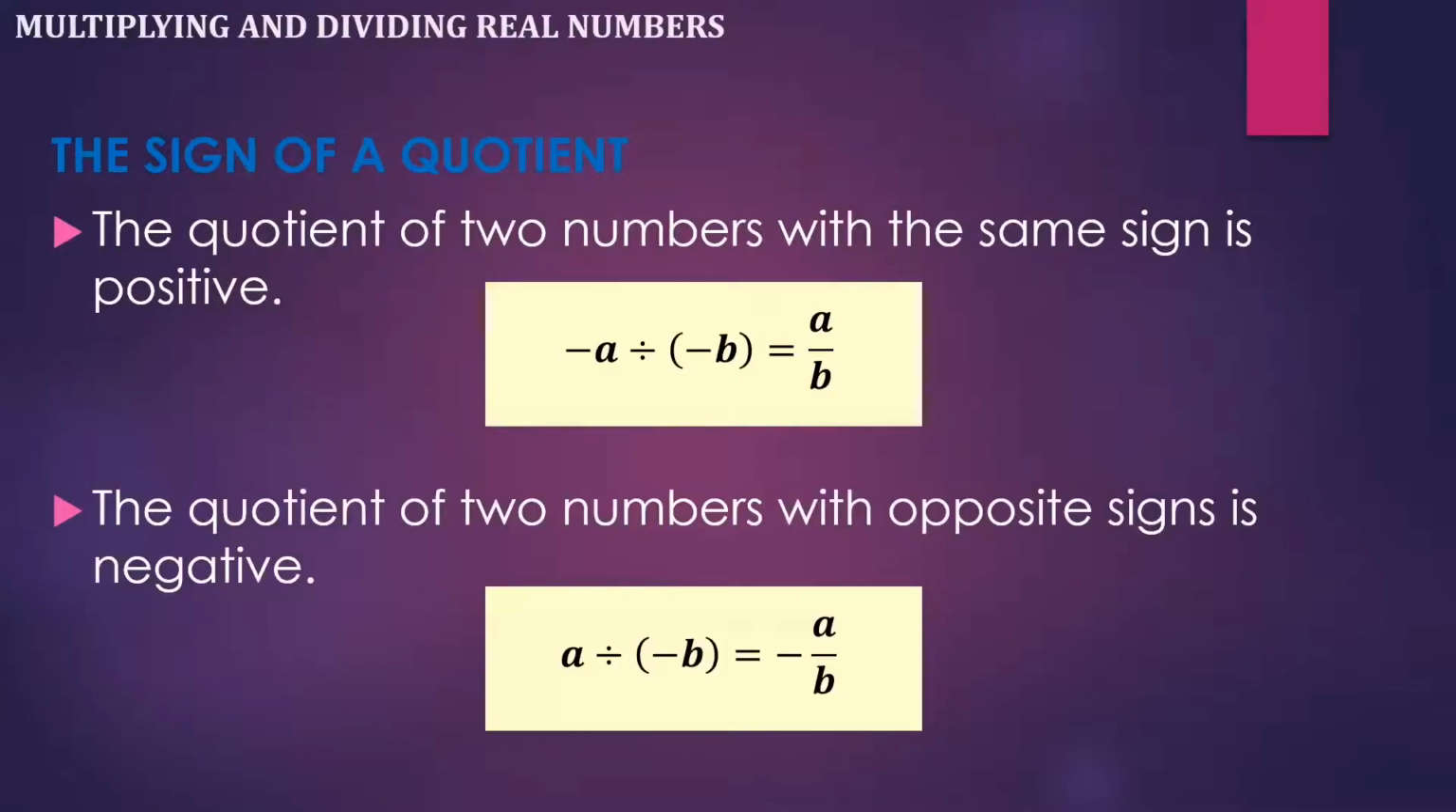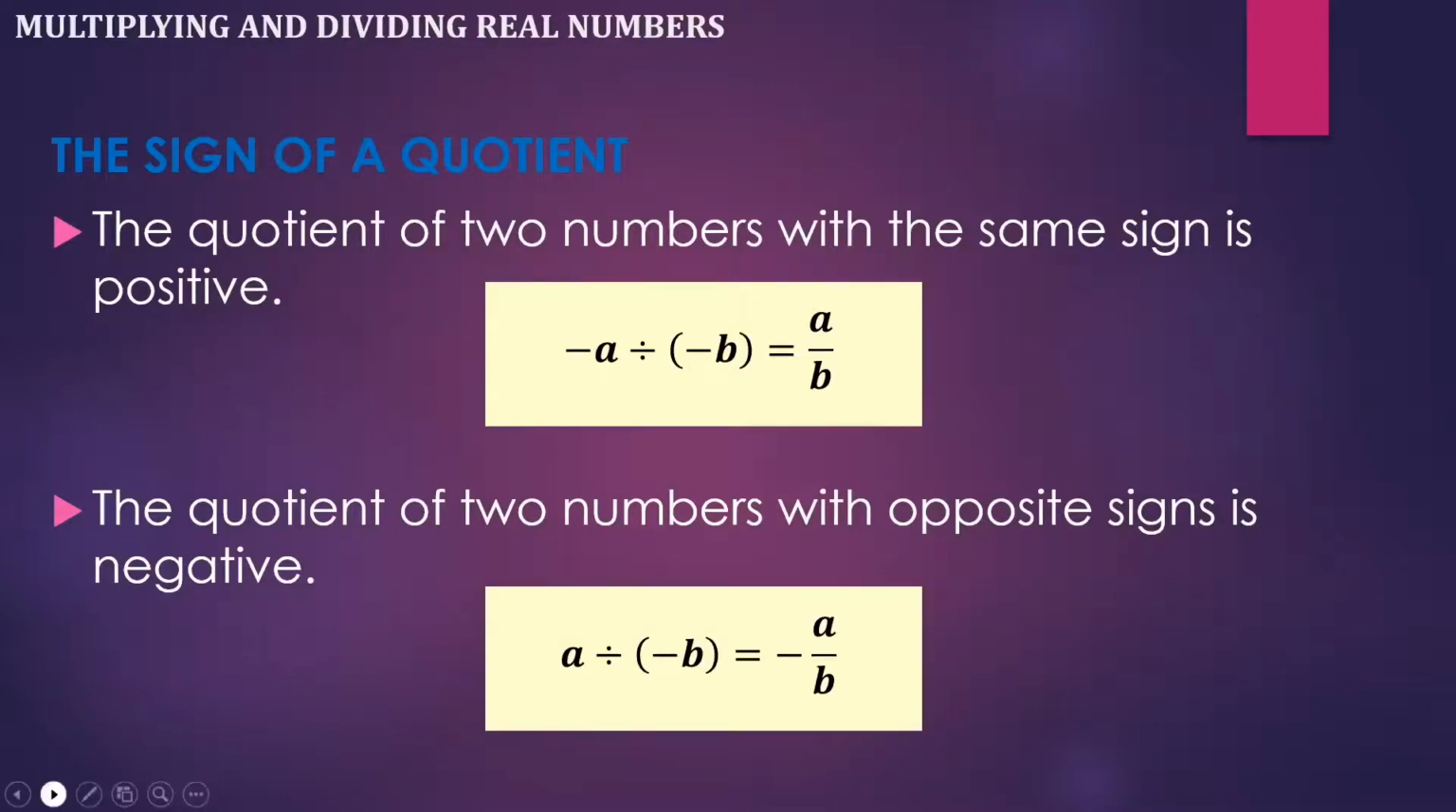Okay, let's get into our quotient. A quotient means division. So when I am dividing integers, both positive, both negative, so same sign, I end up with a positive answer. When I have opposite signs, I end up with a negative answer. So it's the same rule as multiplication.